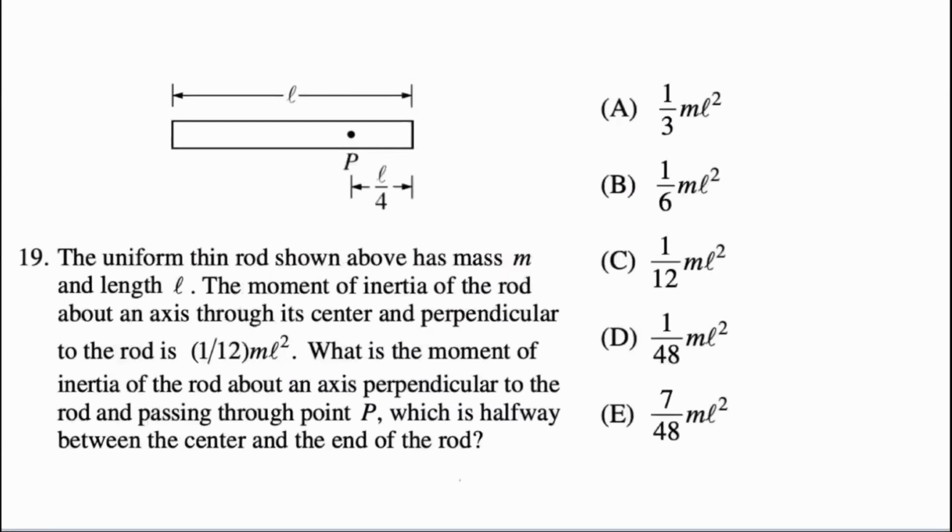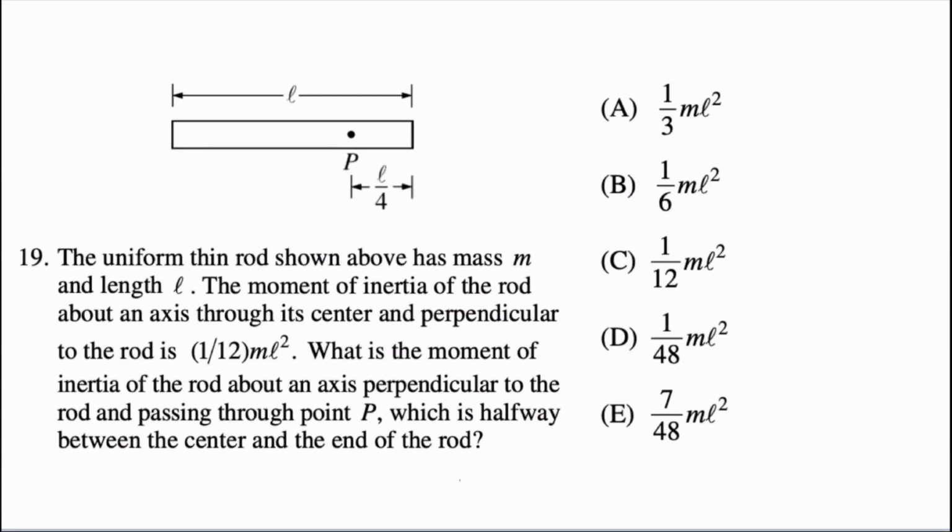Number 19, the uniform thin rod shown above has mass m and length L. The moment of inertia of the rod about an axis through its center and perpendicular to the rod is 1/12 mL squared. What is the moment of inertia of the rod about an axis perpendicular to the rod and passing through point P, which is halfway between the center and the end of the rod?